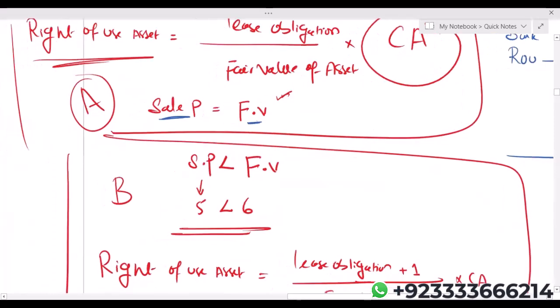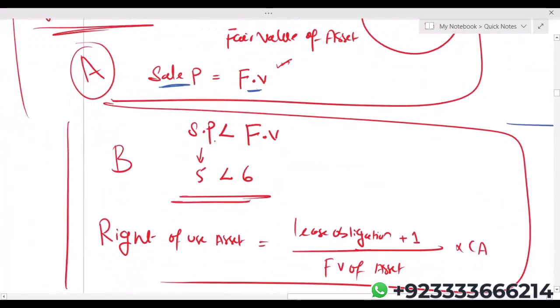Another possibility: the selling price is lower than the fair value. If the selling price is lower than the fair value, then the difference is treated as a prepayment. Then how am I going to calculate the right-of-use asset? Lease obligation plus the prepaid amount divided by fair value of asset into carrying amount. The rest is the same double entry.